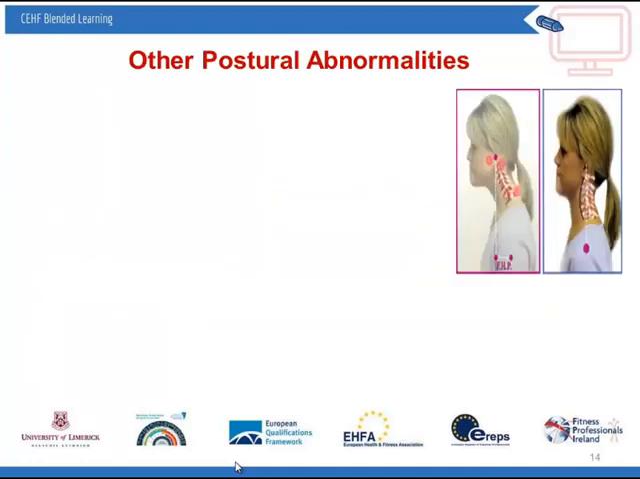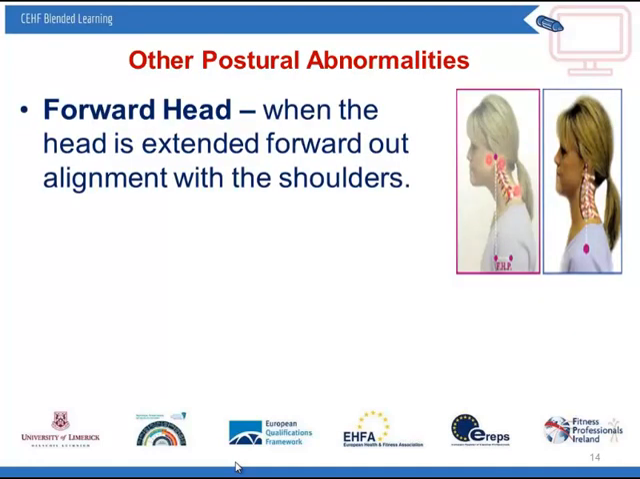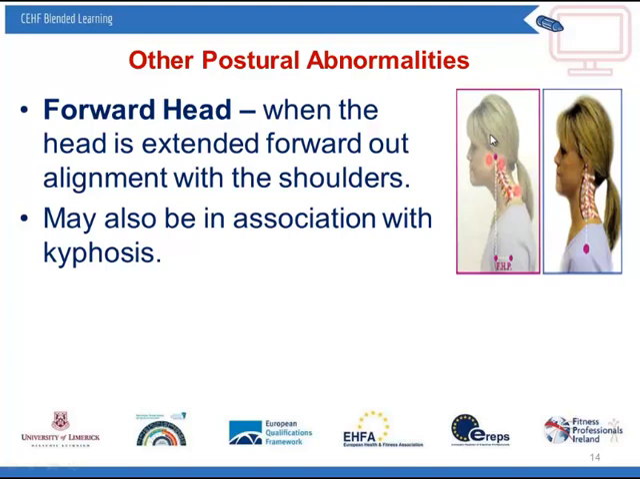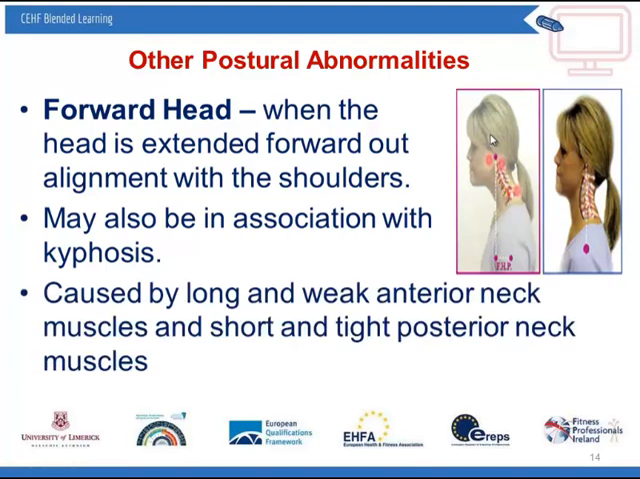Other postural abnormalities then include forward head, and this is when the head is extended forward out of alignment with the shoulders. So on the right here we have a normal alignment of the head where the ear is directly over the shoulder, whereas on the left here we can see where the head is being carried forward and the ear is now in front of the shoulder. This is usually in association with kyphosis also, and it's generally caused by long and weak anterior neck muscles, so the muscles at the front of the neck are long and weak, and then the muscles at the posterior neck are short and tight.